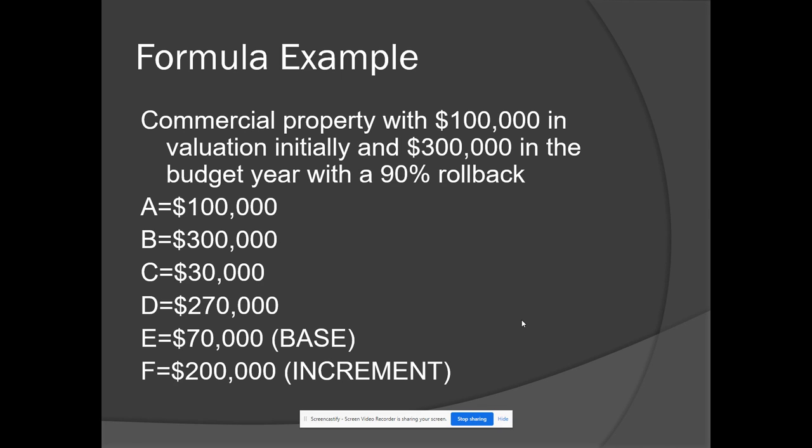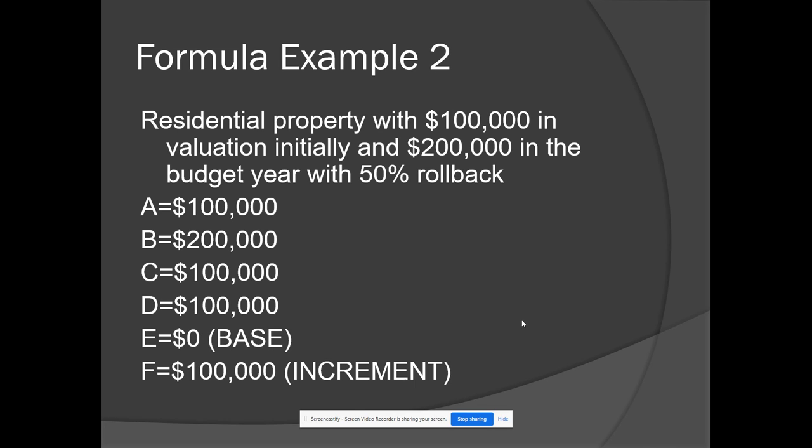And then we split that 270 between the base and increment. And so the base gets the 70,000 and the increment gets the 200,000. So really the increment received all of the growth in that property value, and the base received the brunt of the rollback. So it was reduced by the amount of the rollback in that budget year.